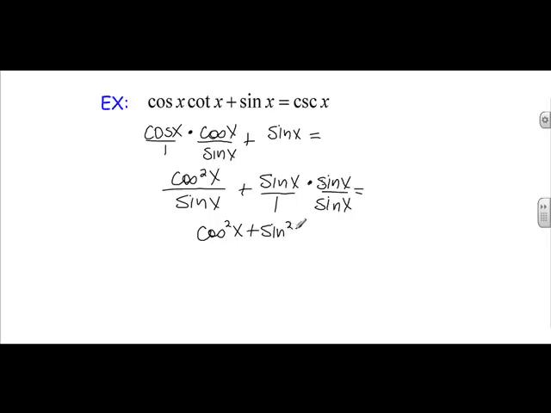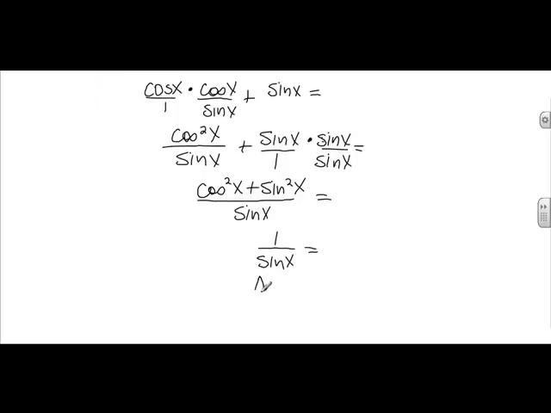Now, I kind of skipped a step in there where I just changed this second term to sine squared over sine, but the whole point was to get a common denominator so you could add them together. Now, cosine squared plus sine squared, I remember the Pythagorean identity, that's 1. So I have 1 over sine of x, which is cosecant of x, and that is what I needed it to be.